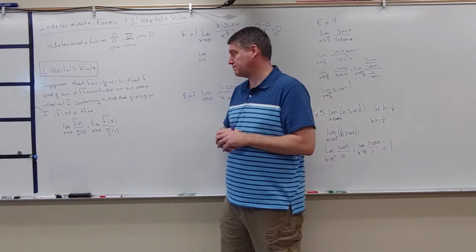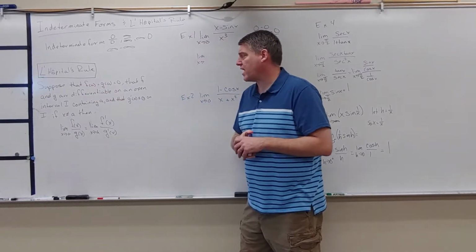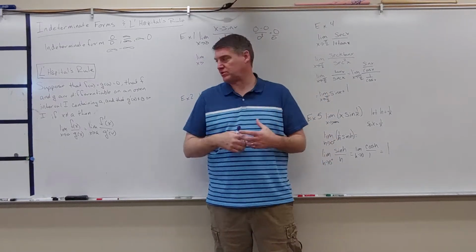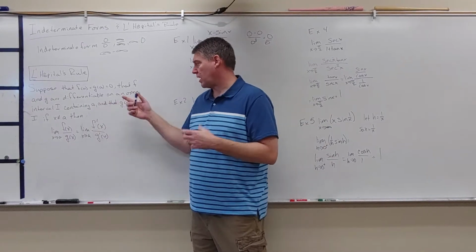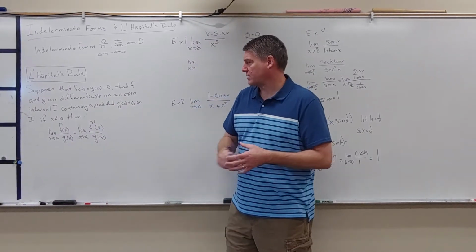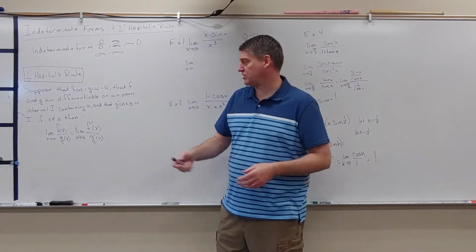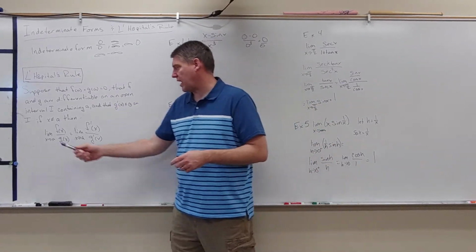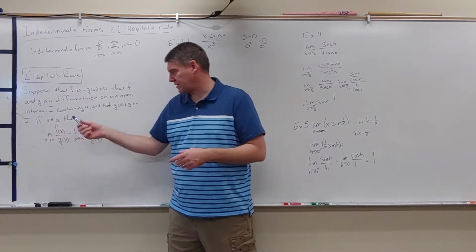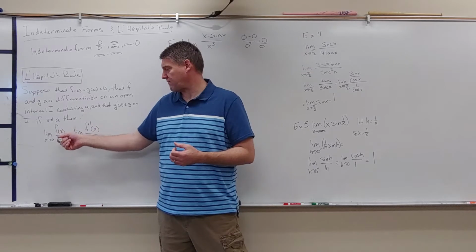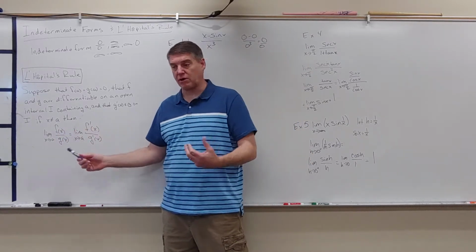to find that limit. So L'Hopital's rule is: suppose that f of a and g of a equal 0, and that f and g are differentiable on an open interval I containing a, and that g prime, the derivative of g, does not equal 0 on I if x does not equal a. So we're looking at this limit, where f of x over g of x, and when we plug that in, I have 0 over 0.